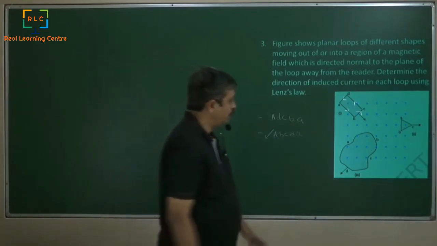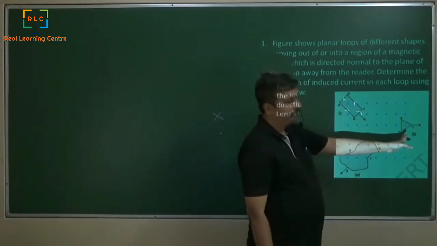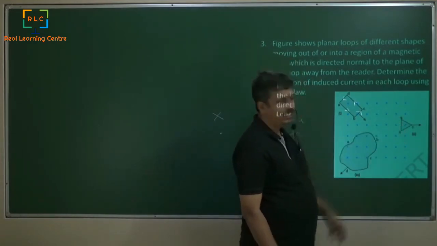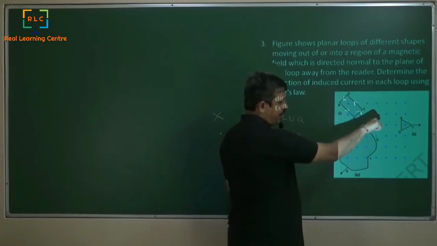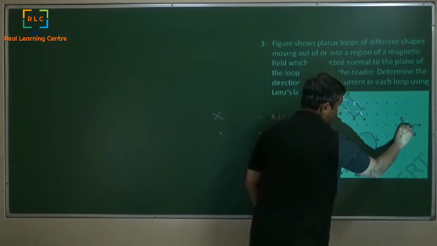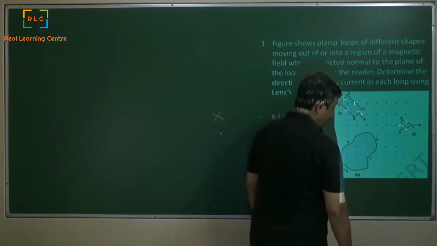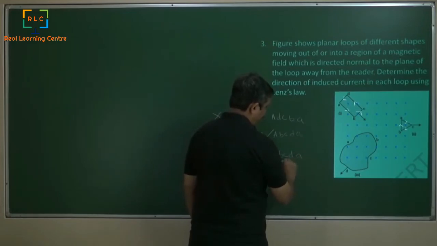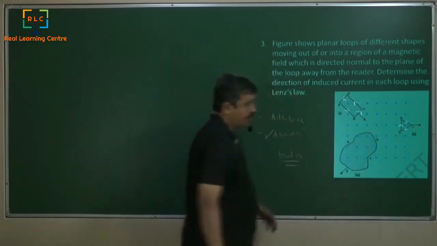Okay, so it basically tries to oppose it. When that happens, it has to produce magnetic field in the inner direction. So thumb inside like this. That means it produces current in this direction, which is B, C, D, A. B, C, D, A. That is for the second one.